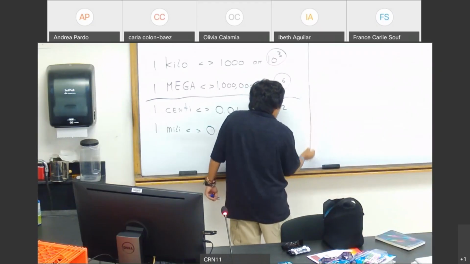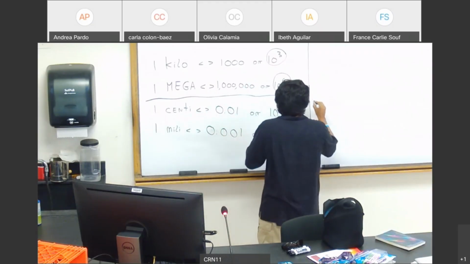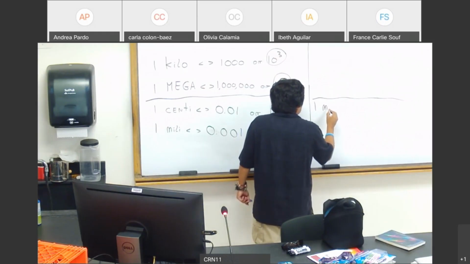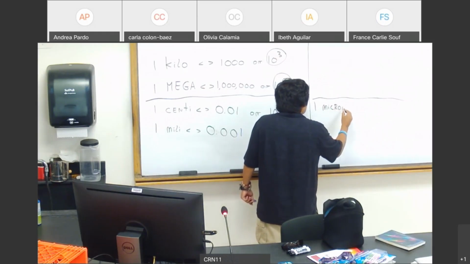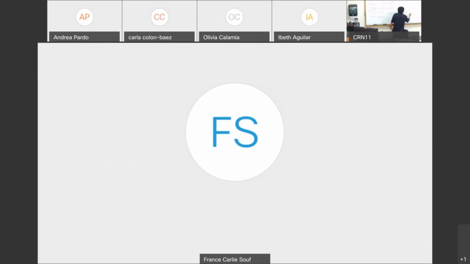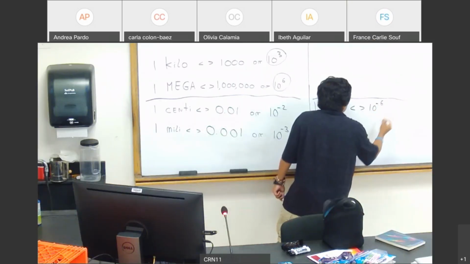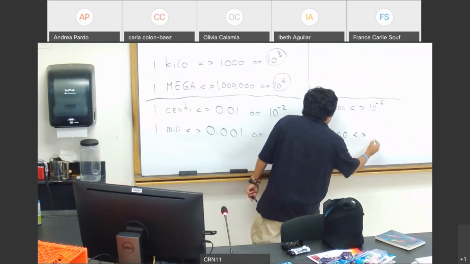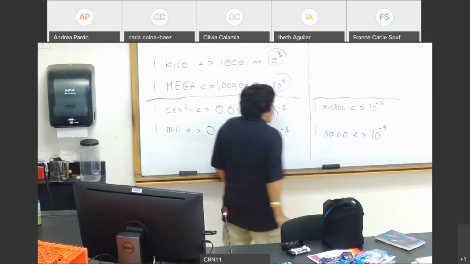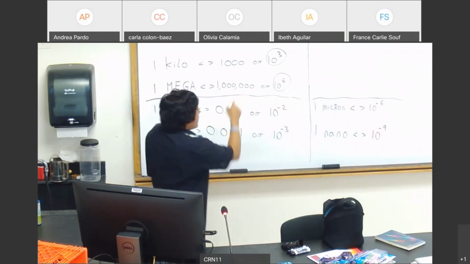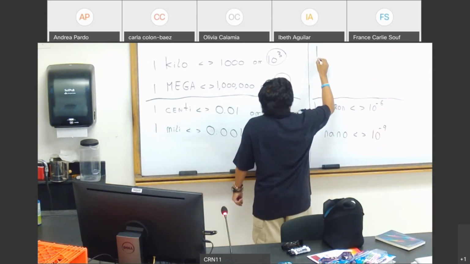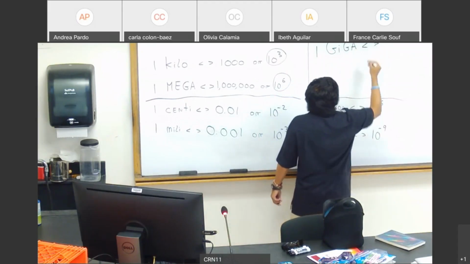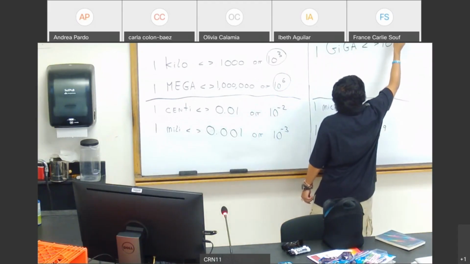So let's put here, 1 micron is 10 to the negative 6, and 1 nano is 10 to the negative 9. Here I want to use this space to put 1 giga. 1 gigabyte is 10 to the power of 9.